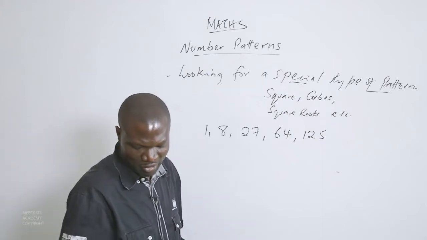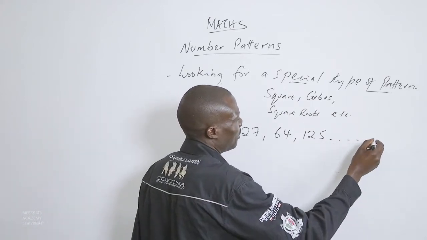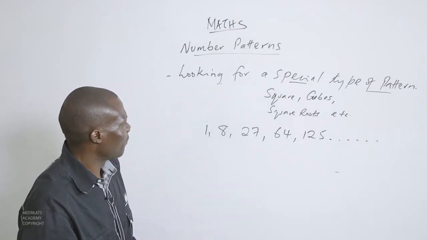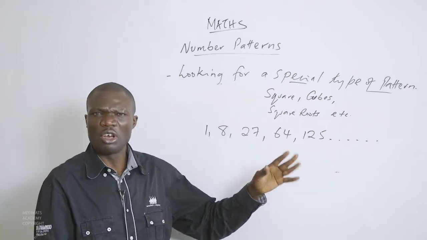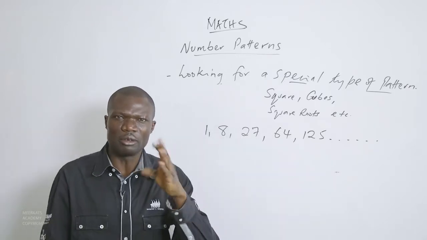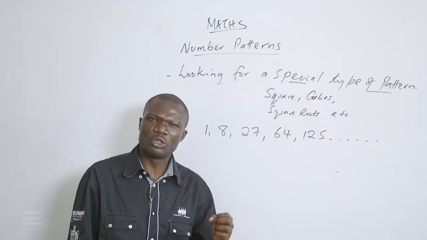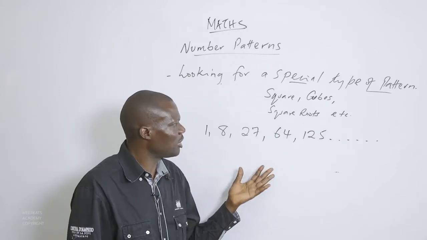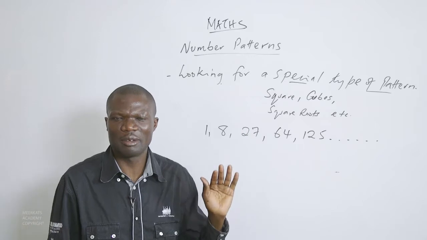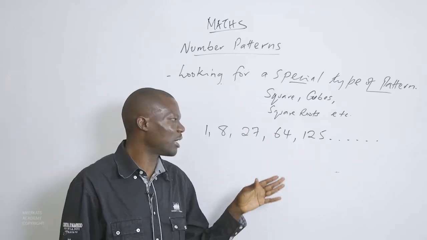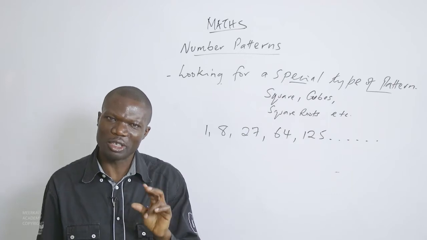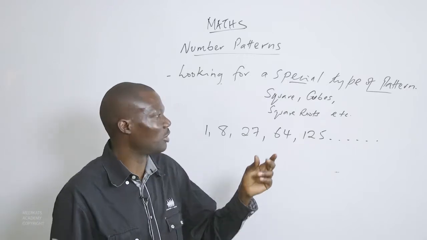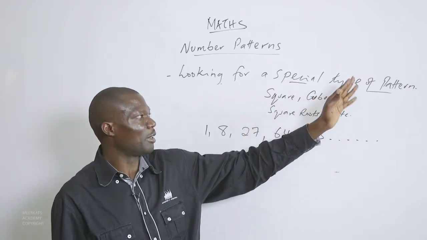We have a sequence of numbers. And in the sequence here, we have 1, 8, 27, 64, and so on. You try to look for a common difference. No, it's not coming up. You try to look at a common ratio. It's not adding up. You try to look at maybe interlinked behavior or patterns again. Nope, it's not working. What could happen here? This is now what calls for what we call the special type of pattern.